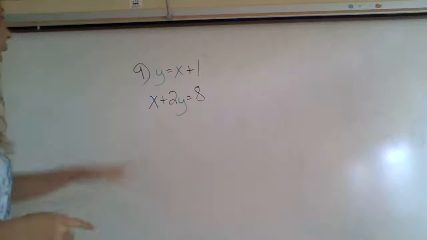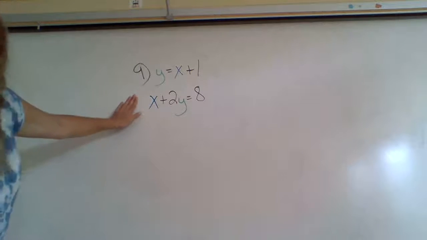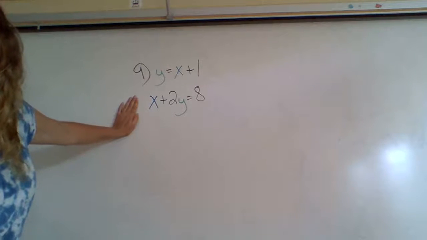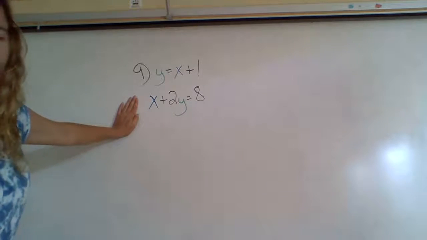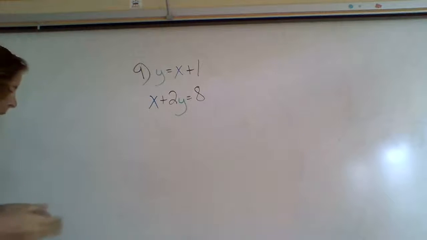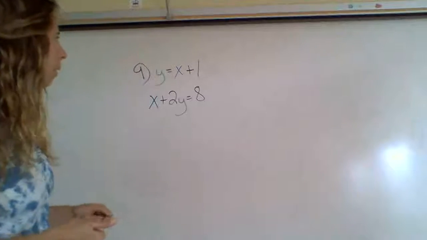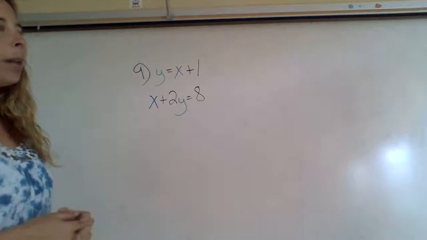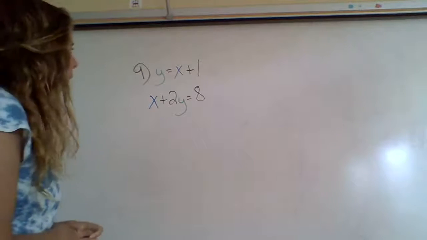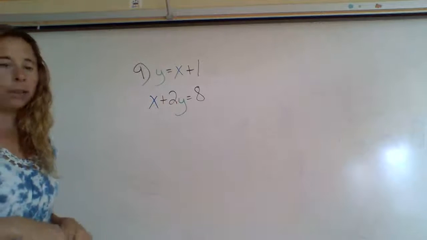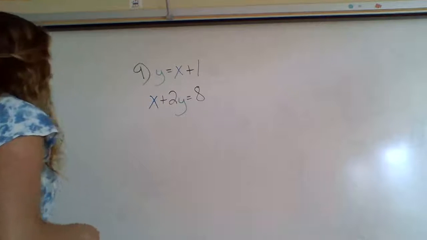So here we go. I'll start with number 9. It says solve each system of equations using substitution. Check your solution in both equations. So our first step, if you're solving with substitution, is to solve for a variable. Get a variable alone on one side. You just need it in one equation.